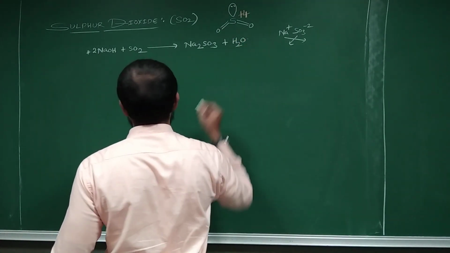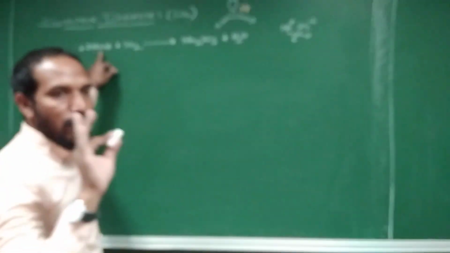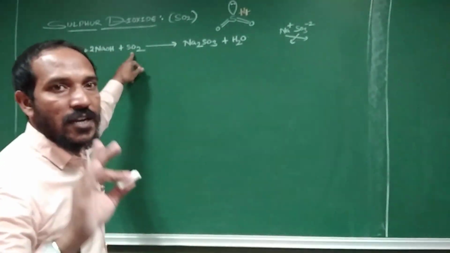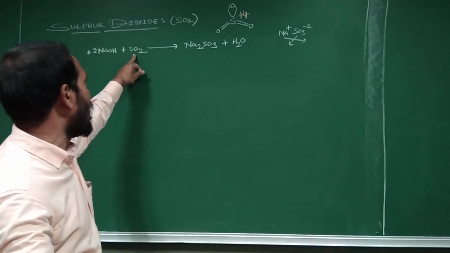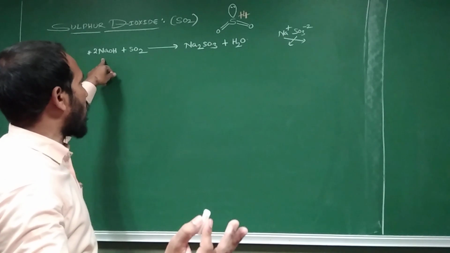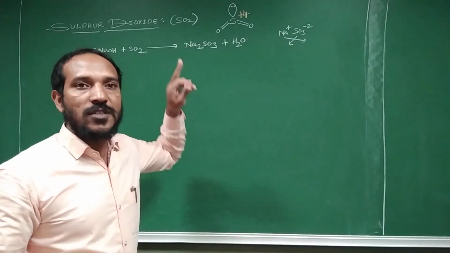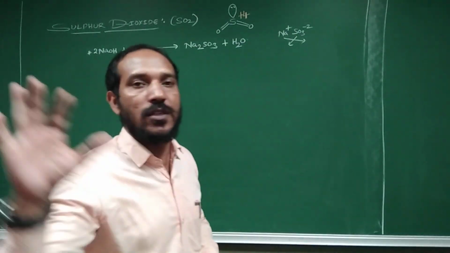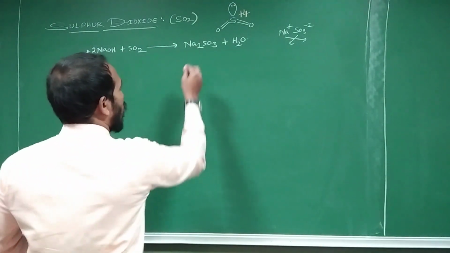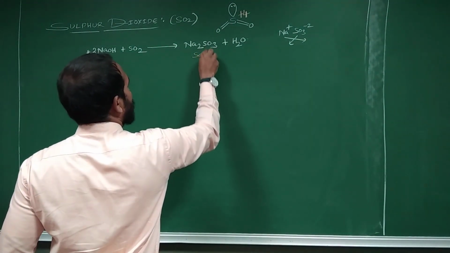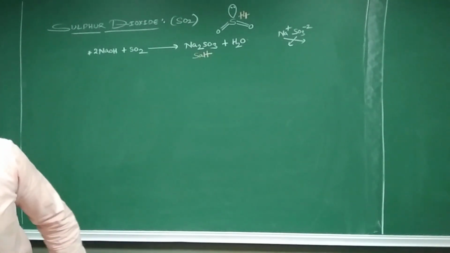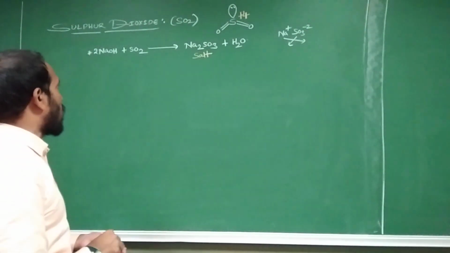Please listen carefully. Sodium hydroxide is nothing but what? Base. Sulfur dioxide is nothing but what? Acidic nature. So acid as well as base are reacting with each other, forming sodium sulfite, which is nothing but a salt. So salt plus water, this step is called what? A neutralization reaction or not? Definitely a neutralization reaction. Clear?